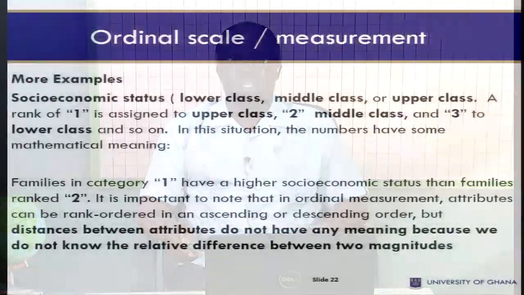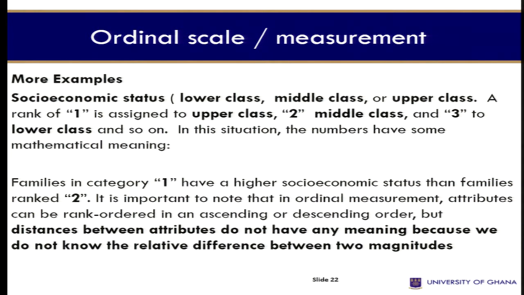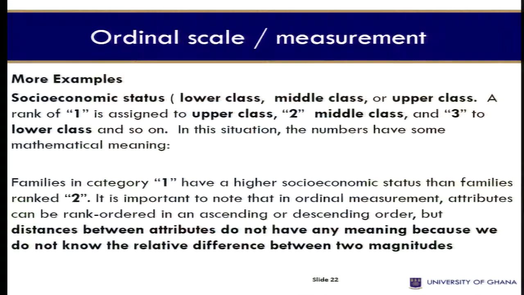Let's take a look at one example. Socioeconomic status of individuals. We can label this lower class, middle class, or upper class. A rank of 1 is assigned to upper class, 2 middle class, and 3 lower class, and so on. In this situation, the numbers have some mathematical meaning. Families in category 1, we may say, have higher socioeconomic status than families in category 2.